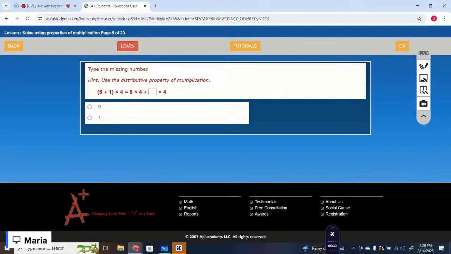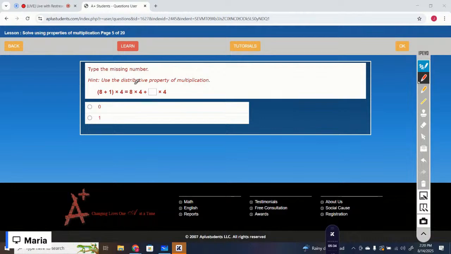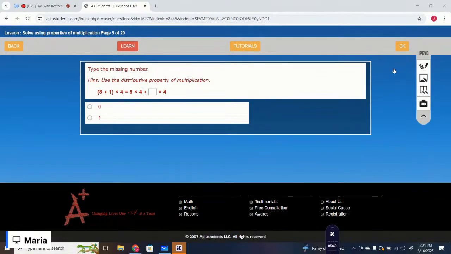Type the missing number. 8 plus 1 times 4 equals 8 times 4 plus 1 times 4. Option number 2 is the correct option.